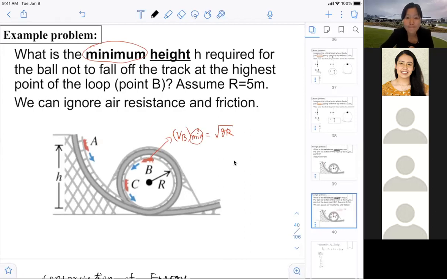Is our E final at the point B, or at what point is E final at? That's for you to decide. Which point during the process do you want to define as your final point? You figure out what is initial and what is final. Very good question.